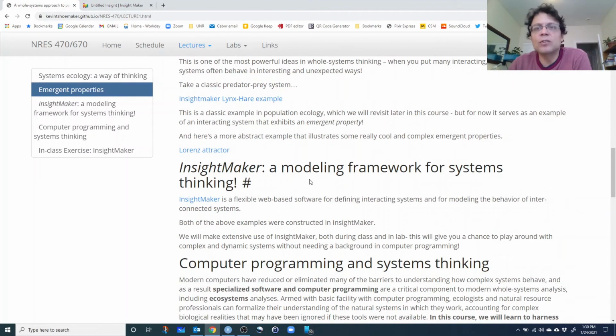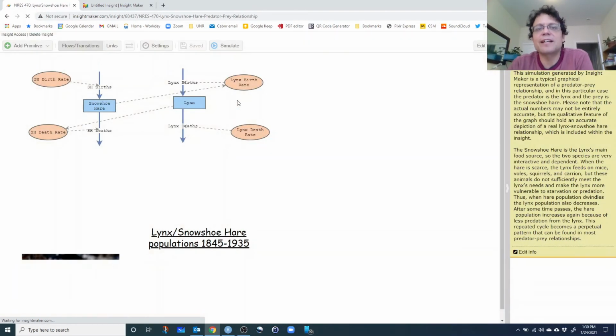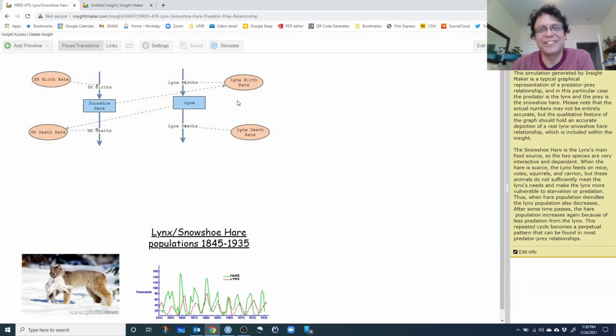And let's look at an example of an emergent property. This is an example coming from Insight Maker, the tool that we're going to be using a lot this semester. And this is the classic example of the snowshoe hare and the lynx from Canada. This is a relationship that's in all the basic ecology textbooks, and you probably already know what this relationship ends up looking like.